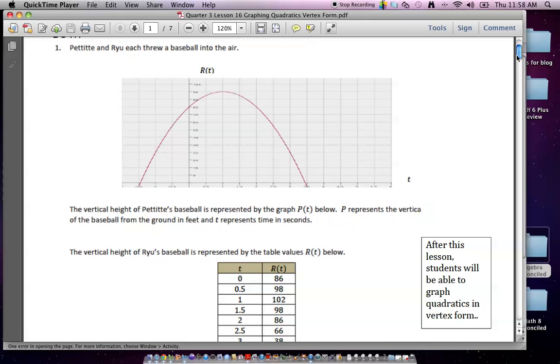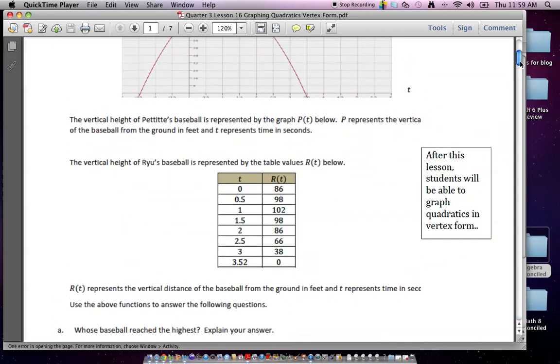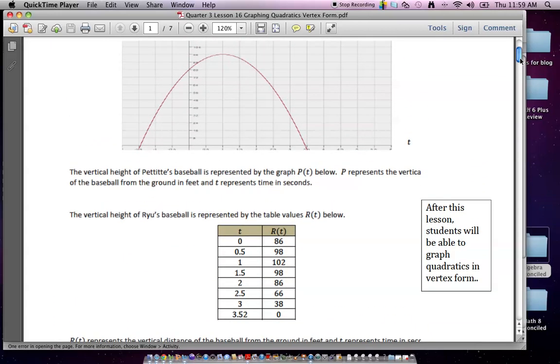Petite and Rui each threw a baseball in the air. Since this is R of T, I assume it's Rui, and this is, no, they're both R of T. Oh, man. Ryu and Pettit. All right, so Pettit is this guy, and Rui is this guy. What are we getting at here? I need both of these on the board. Can someone read what question A says? Whose baseball reached the highest? All right, who got to the highest?